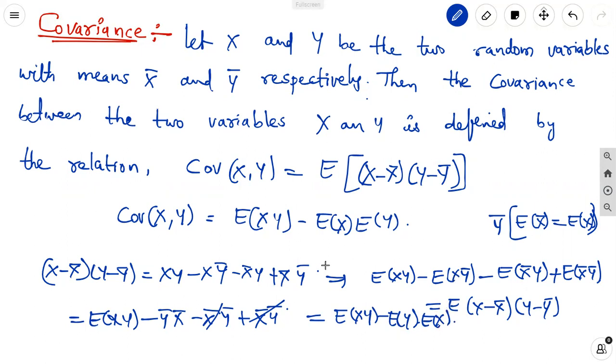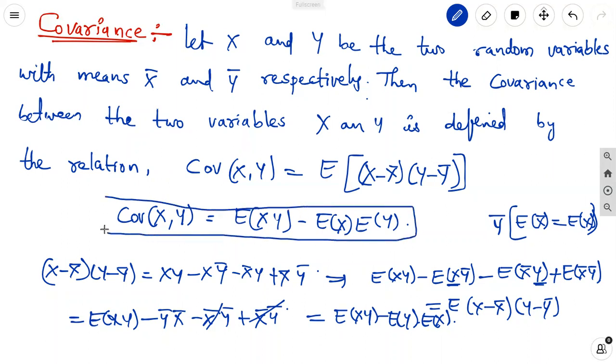Whatever the multiplication is there, we can apply it, and we know that the expectation of X is X bar and the expectation of Y is Y bar, so both get cancelled, because X bar Y bar is a constant and its expected value is the same constant. After the simplification, we are getting expectation of XY minus expectation of X into expectation of Y is equal to covariance of X comma Y. Simply, the expectation of the product of the corresponding differences of the variables is equal to covariance of X comma Y.